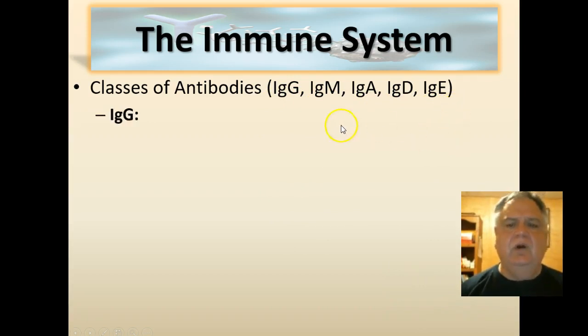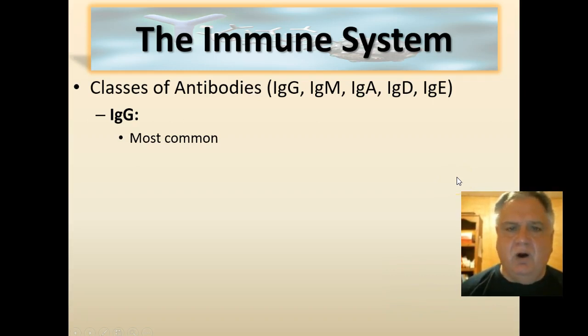Now, we don't have time in this class to take a look at all the different types. Maybe that's something, if you take immunology, or immunology is a part of microbiology for you, you'll be able to take a closer look at. But I want to focus on just two of the 5 classes of antibodies here in this class. The first one we're going to focus on is IgG.